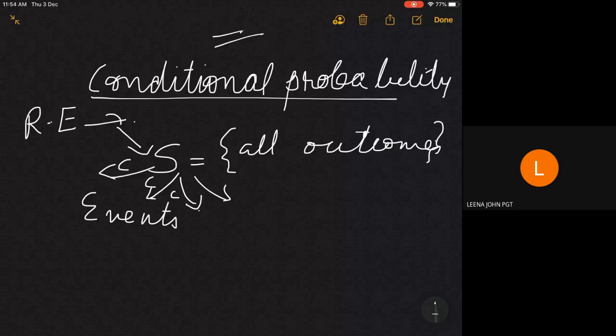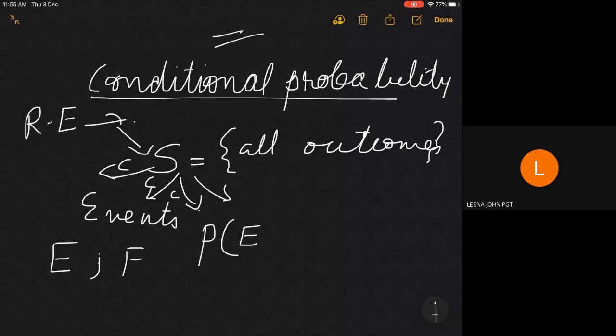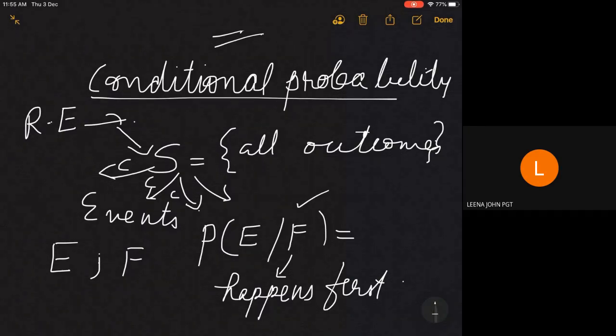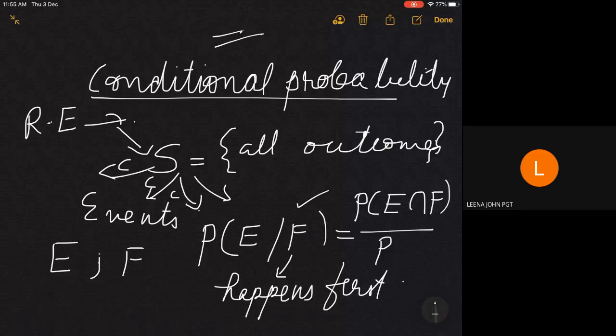Suppose for a random experiment, there are two events. Let E and F be two events. Then the conditional probability of E given F, where F happens first, that is, with the condition that F has already happened, the probability of E is denoted by P of E given F, which is equal to P of E intersection F by P of F. It should also be noted that E intersection F is also an event of the same experiment.